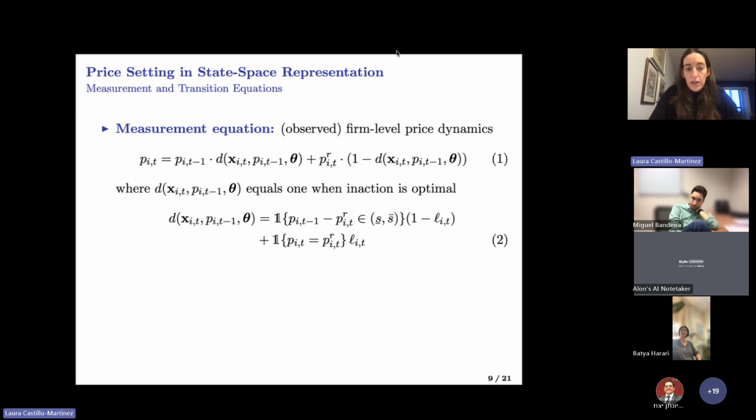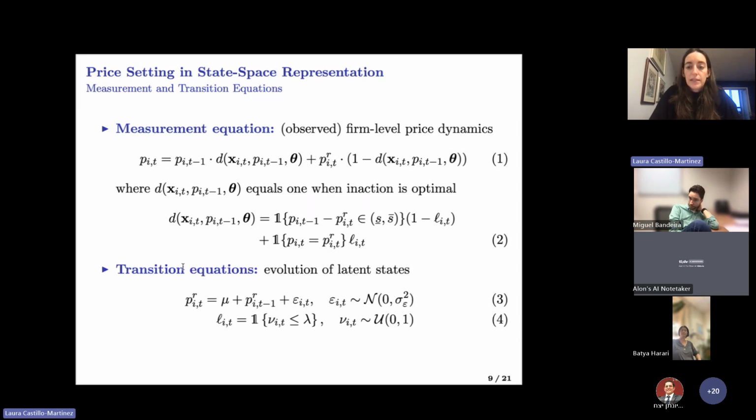That's the measurement equation. The transition equations are just the evolution of the latent states. And again, this is given by the model. The reset price is going to inherit the exact dynamics of the frictionless price that I gave you at the very beginning. So it's going to be a random walk with drift, same parameter for the trend inflation, same parameter for the volatility of the shocks. And there's also going to be some functional form for the evolution of a free adjustment opportunity, which we are writing in terms of the new LIT variable.